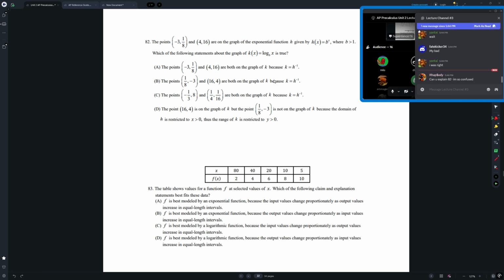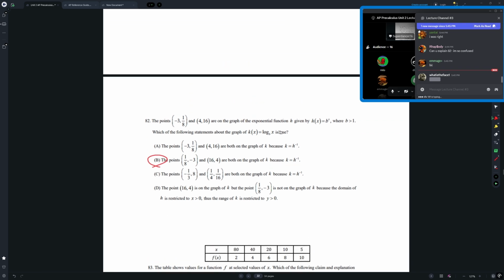Can you explain 82? Yeah, I'll explain after I go over the answers for both of them. The answers for 82 and 83 are B and C. So for 82, the way you do this is it's an exponential function and you're flipping it to a log. As we talked about before, an inverse is just x and y becoming y and x, so you flip them first. So it can't be this, can't be this, and it can't be this. You have to flip the y into x.